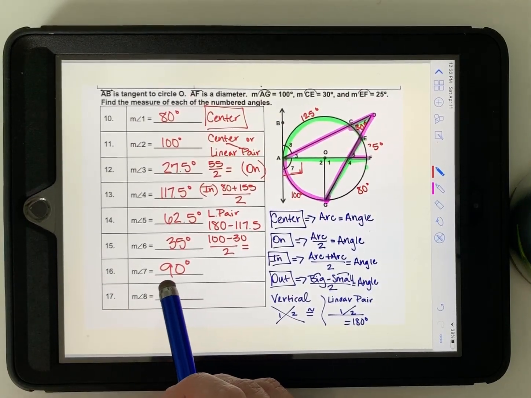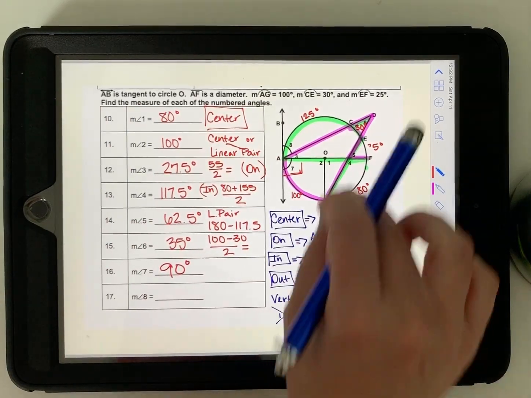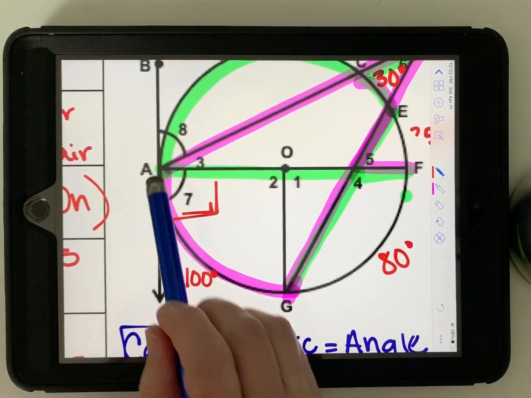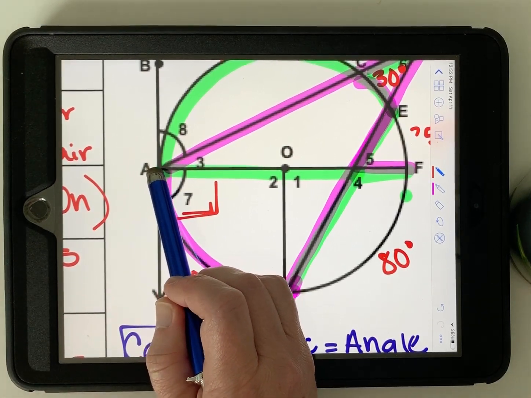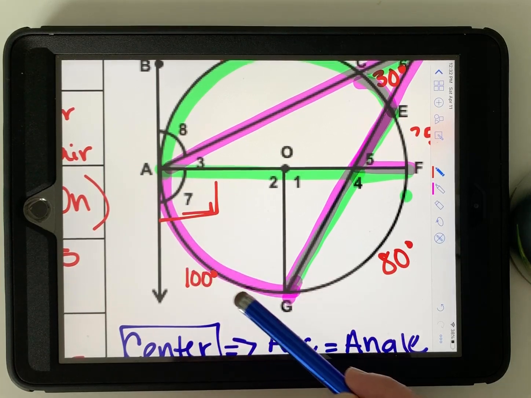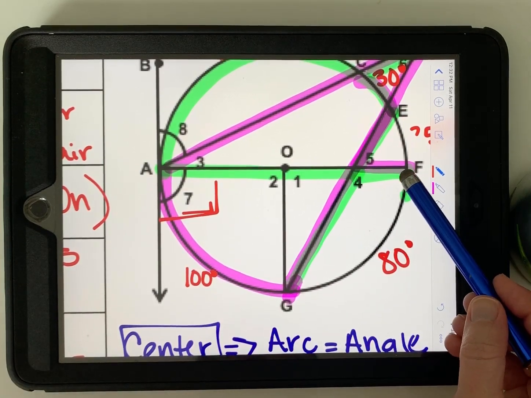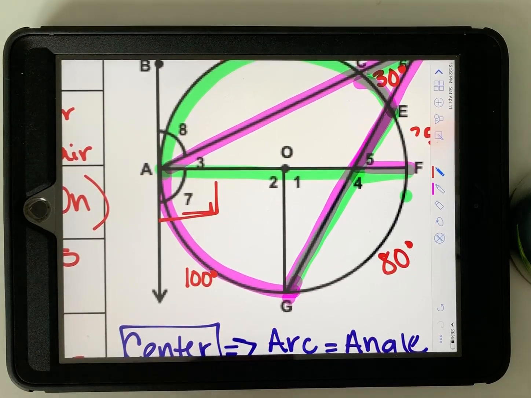Now, we said at the very beginning this was 90 degrees because of this theorem that we learned, but another way to look at that is, remember, angle 7 has a vertex that's on the circle. Remember, that's arc divided by 2. Well, the arc for angle 7 goes all the way here, which is a semicircle, 180. 180 divided by 2 is another reason that that equals 90 degrees.